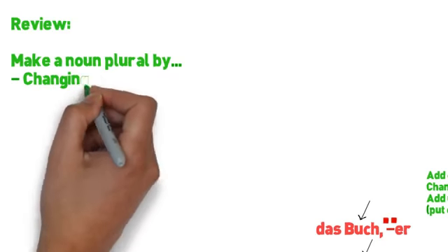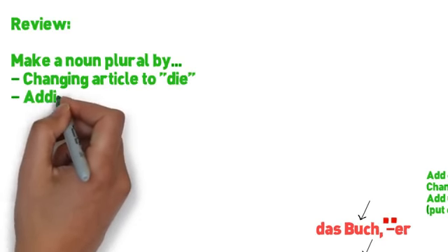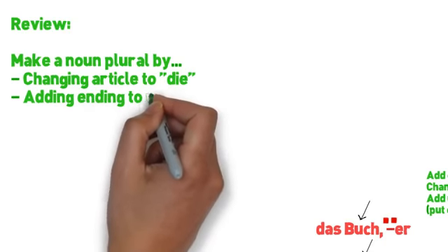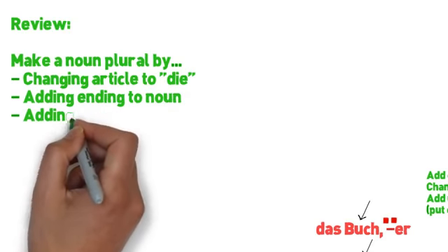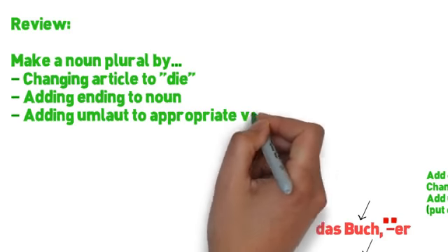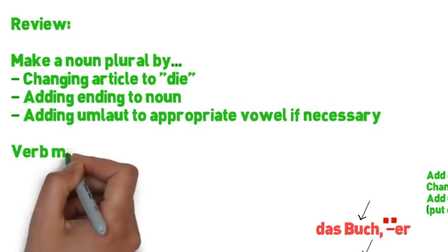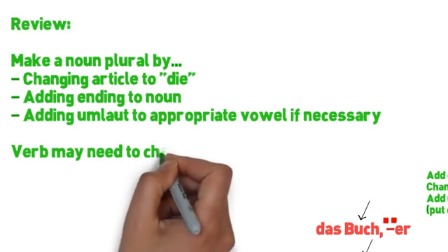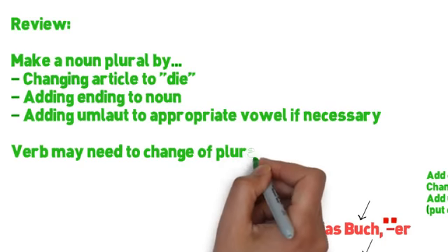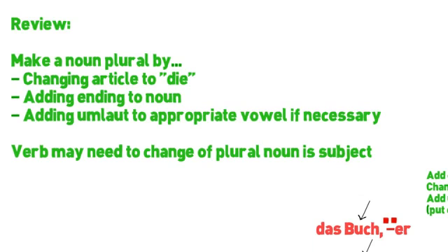Now finally, let's review the absolute essentials of making nouns plural. To go from a noun's singular form to its plural form, change its article to die, add the appropriate ending to the noun, and add an umlaut to the correct vowel if that is part of the plural form, which it isn't always. Also, when using plural nouns in context, you may have to change verb conjugation or possessive forms to match them, so be careful of this.